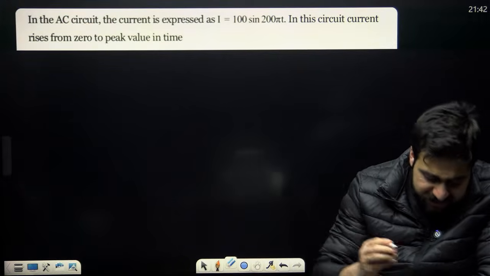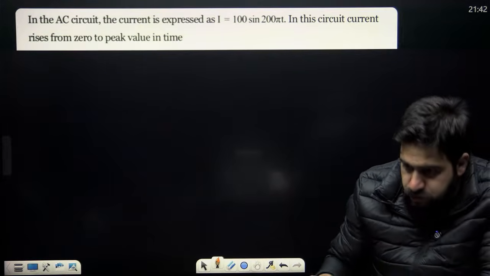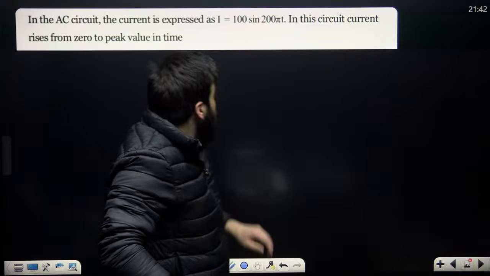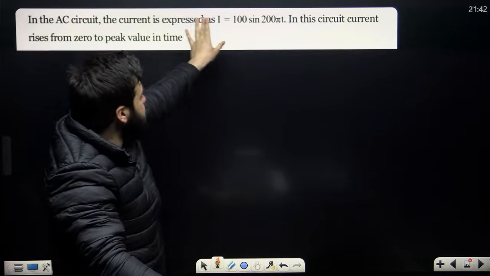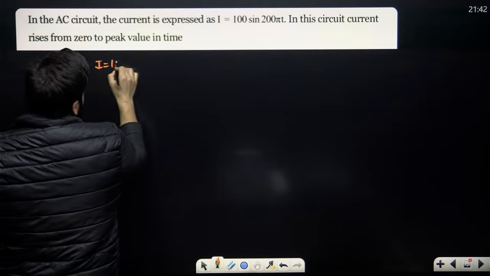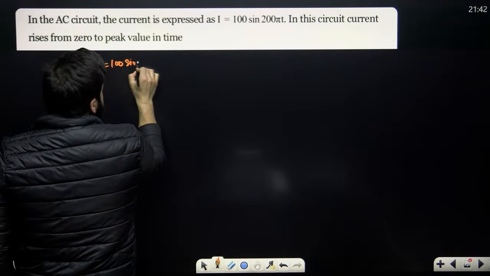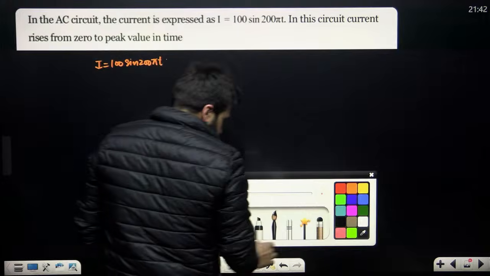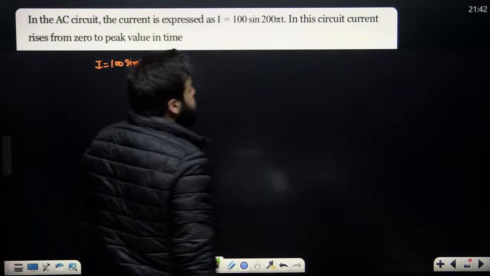Okay. Now let's take a look at this particular question. How do we solve it? I would want you guys to focus exactly over here. In an alternating current, current is given as I is equal to 100 sine of 200 pi t. This is the current which is given, 100 sine of 200 pi t.